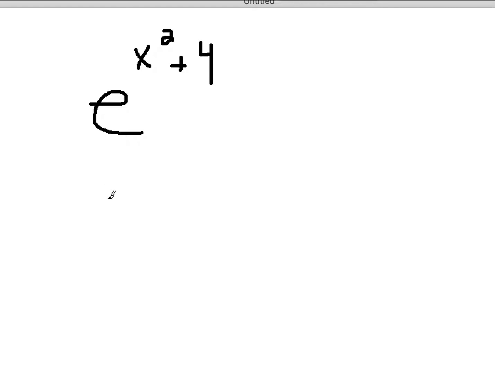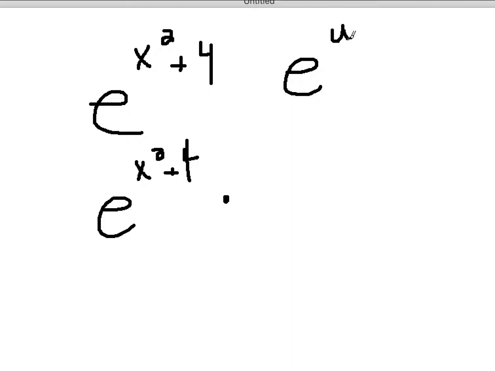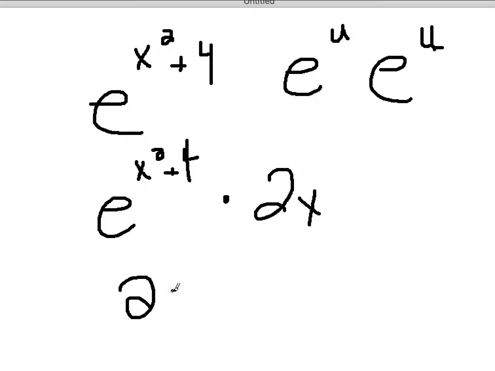So what is the derivative of e to the x? Well, the derivative of e to the x is e to the x. So I'm going to recopy my derivative. Then the chain rule says to multiply by the derivative of the inside. So we're thinking of this like it's e to the u. The derivative of e to the u is e to the u. Now I'm differentiating u. So I'm going to get times 2x, because the derivative of x squared is 2x, and the derivative of 4 is 0. So writing this fully simplified would be 2x times e to the x squared plus 4.